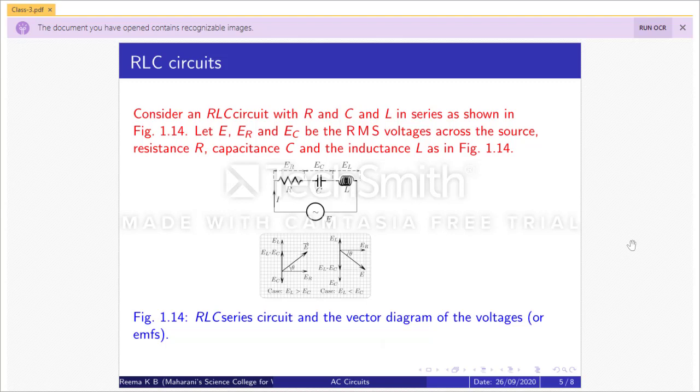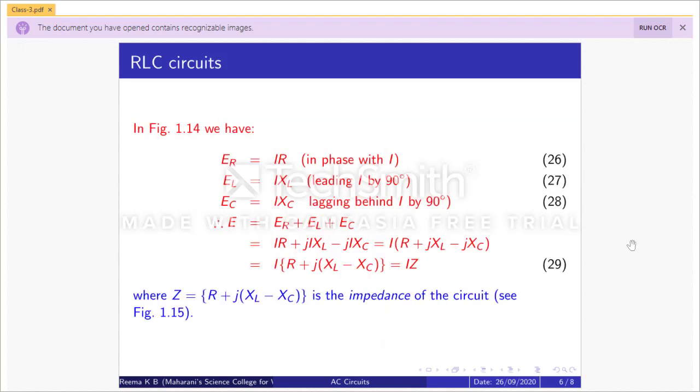Figure 1.14 gives the RLC series circuit and the vector diagram of the voltages or EMFs. In figure 1.14 we have ER is equal to I into R, which is in phase with the current I. EL is equal to I times XL, which leads the current by an angle of 90 degrees. EC is equal to I times XC, lagging behind the current I by an angle of 90 degrees.